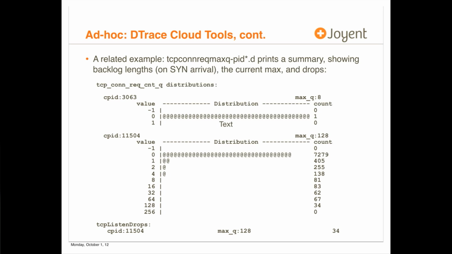Most of the time it's 0, and I'm counting it each time a SYN arrives. Once I get down to the 128 range, we drop. And there were 34 drops and 34 listen drops. On the left, the CPID is the process ID, and on the right is max Q, which is the current in effect setting. So if you're setting system tunables, the application can override the backlog length, which makes it really frustrating when you're trying to tune it and your tuning is not taking effect. So this is one way to be sure.